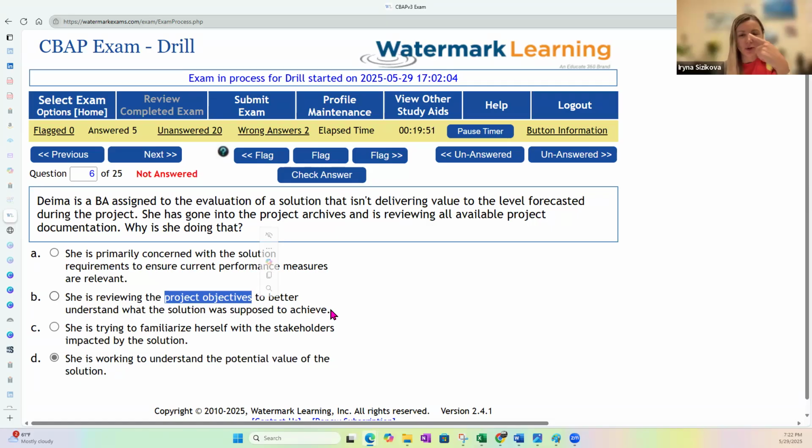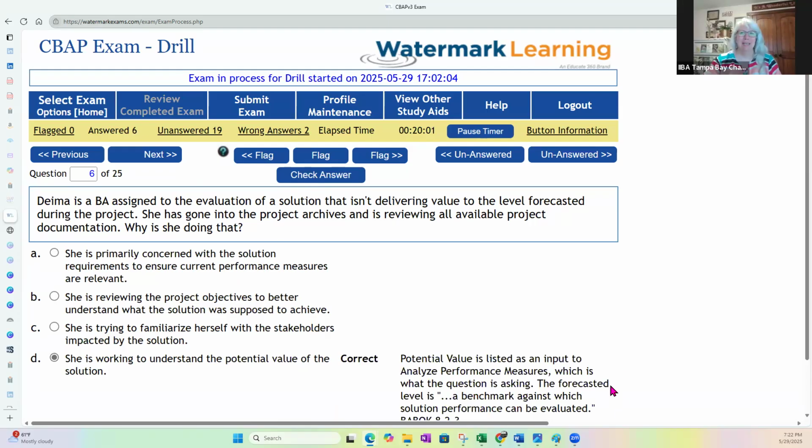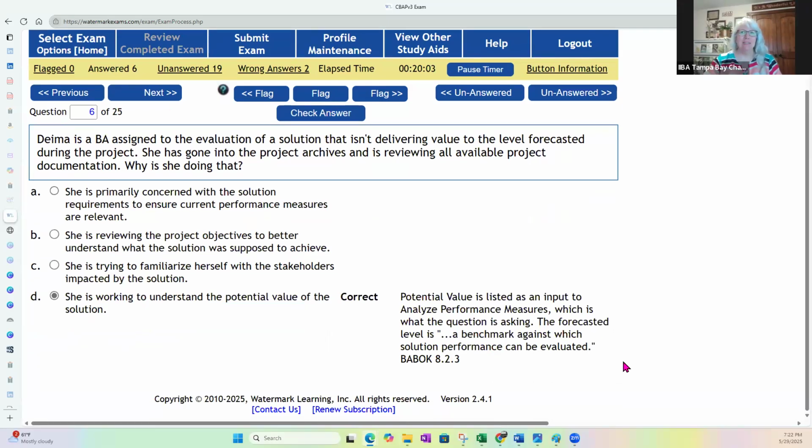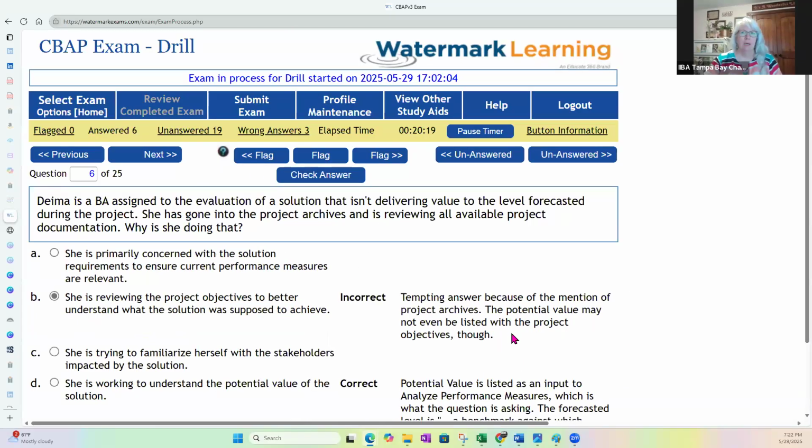Just because value is in the task. Yeah, it sounds better, but I feel like both sound similar. I agree. Let's test it. Let's find out. Potential value is listed as an input to analyze performance measures, which is what the question is asking. The forecasted level is a benchmark against which the solution performance can be evaluated. Makes sense. Let's check this one to see what it says.